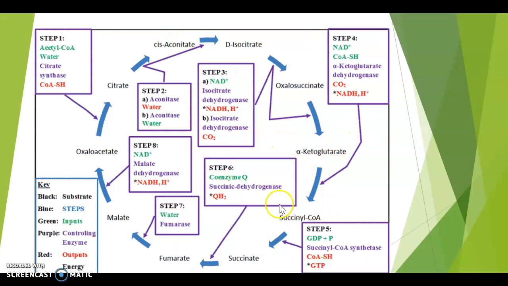And here I have it laid out again. It's just another view of the steps of the citric acid cycle. There are 8 steps. Your black are your substrates, blue are your steps, green are your inputs, purple are the controlling enzymes, and red are the outputs. And anytime you see a star, that is the energy that you are getting.